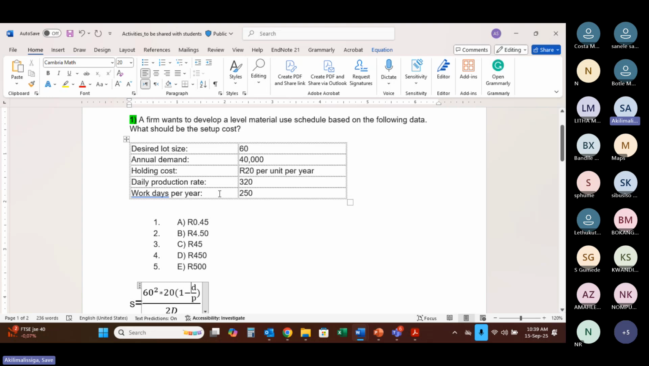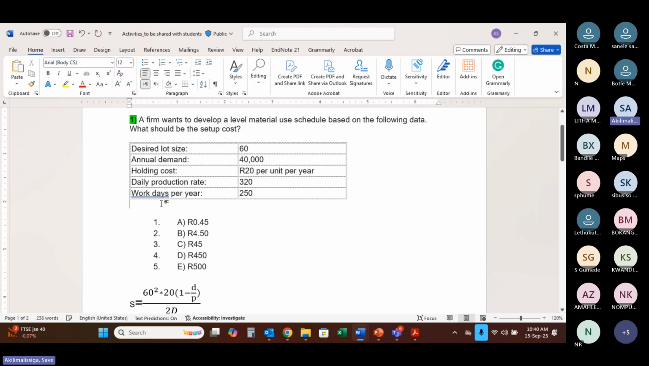The daily demand is not clearly provided. So since the daily demand is not clearly provided, what are we going to do? We're going to double check if there is a way for us to come up with the daily demand based on the information at hand. So here it says that this company operates 250 days a year, and we have the annual demand of 40,000. So this means we can easily calculate the daily demand.